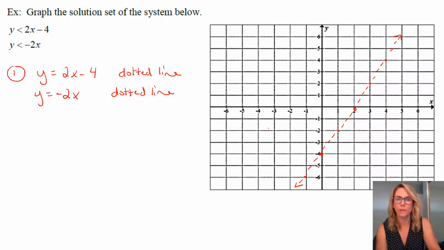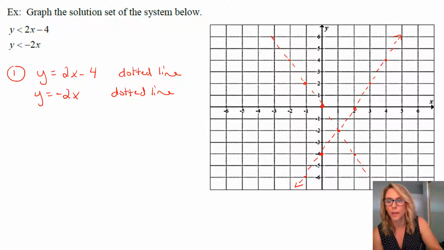Then I have y equals negative 2x. So that has an intercept of 0, 0. There's no y-intercept there, plus 0, basically. And then that negative 2 again, just starting at our point there. So I'll have here, and here, and here, and here, and here. Okay, so another dotted line, another dotted line.